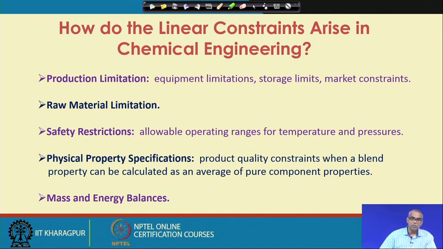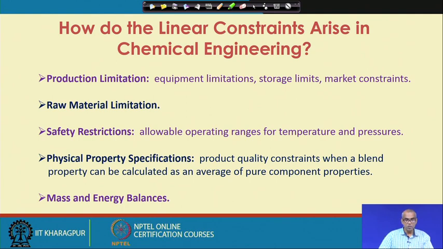Now, we have talked about how a linear programming problem will have a linear objective function and all the constraints will be linear. So, how do the linear constraints arise in chemical engineering? They can arise due to production limitation, raw material limitation, safety restriction, physical property specifications and mass and energy balances. In case of production limitations, you will have equipment limitations, you will have storage limits. A storage vessel cannot hold more than a certain quantity, you have market constraints.